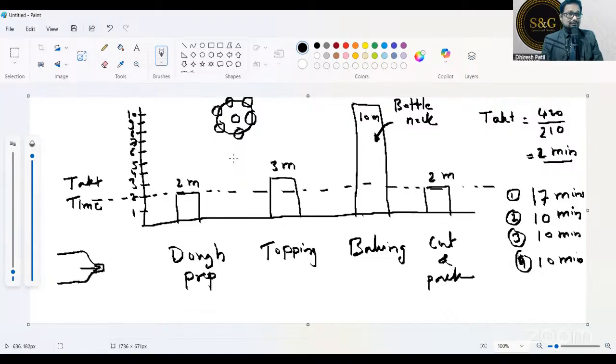Are you understanding? Yes. Now, reducing the cycle time. How do we reduce the cycle time? If we make 2 people stand for topping, that will make 3 minutes. The cycle time will remain 3 minutes, but in 3 minutes, 2 pizzas will come out. Correct? That means the actual effective cycle time will be 1.5 minutes per pizza. Are you understanding? So by adding resource, but adding resource should be our last resort.